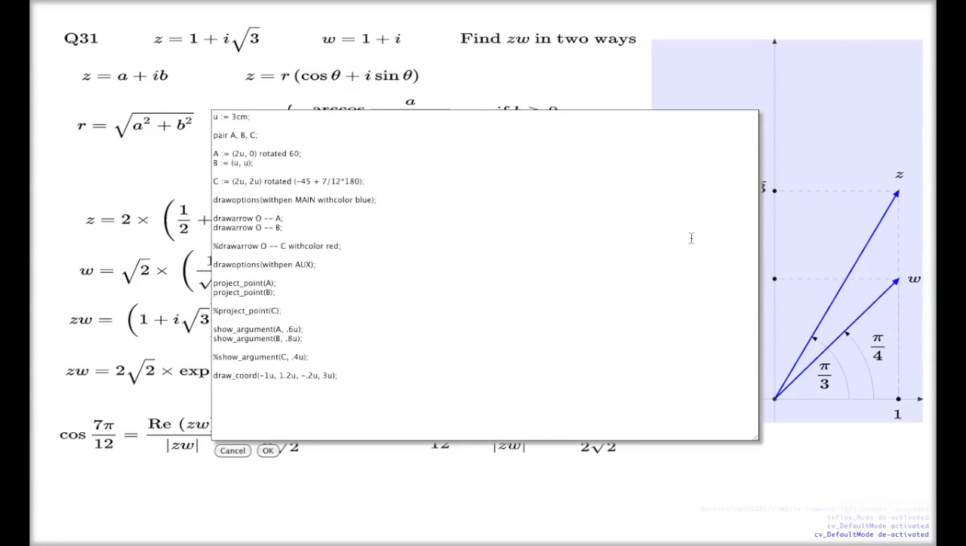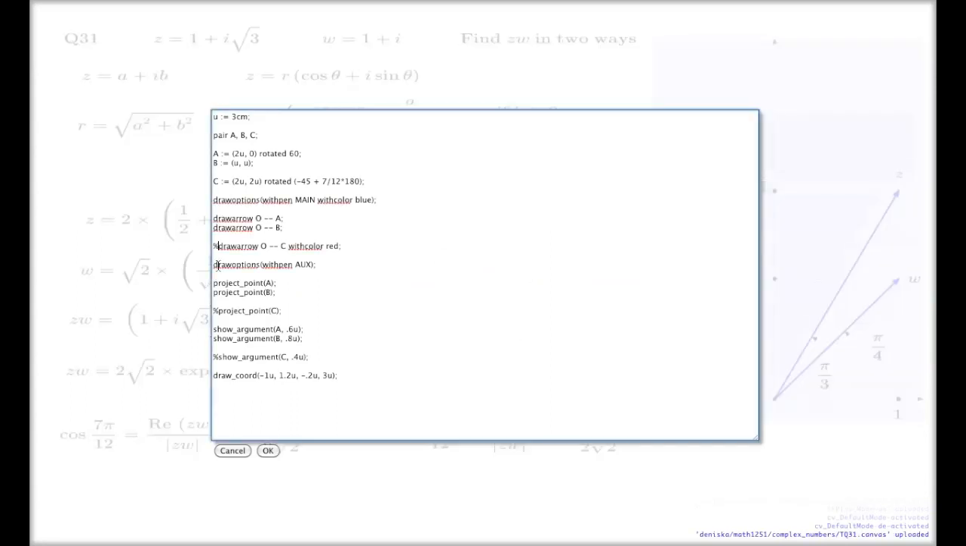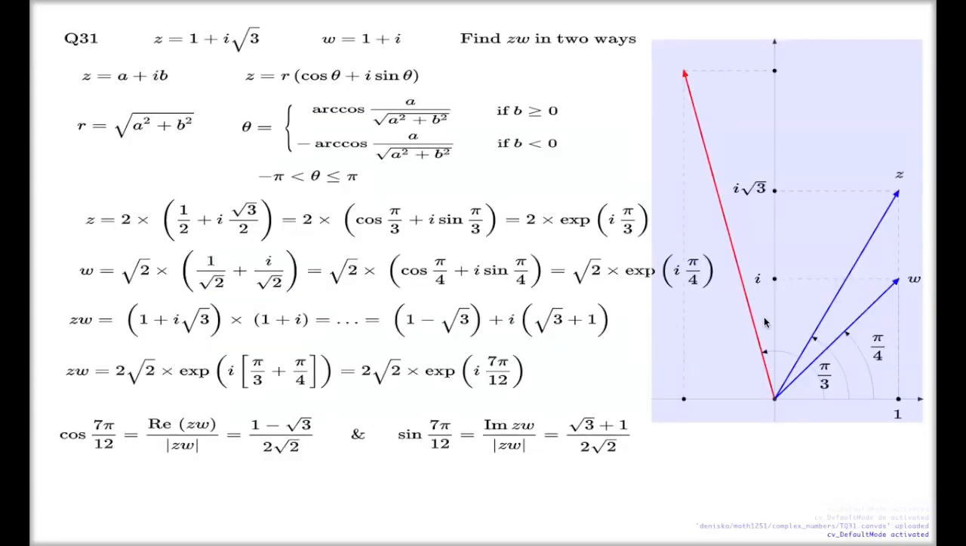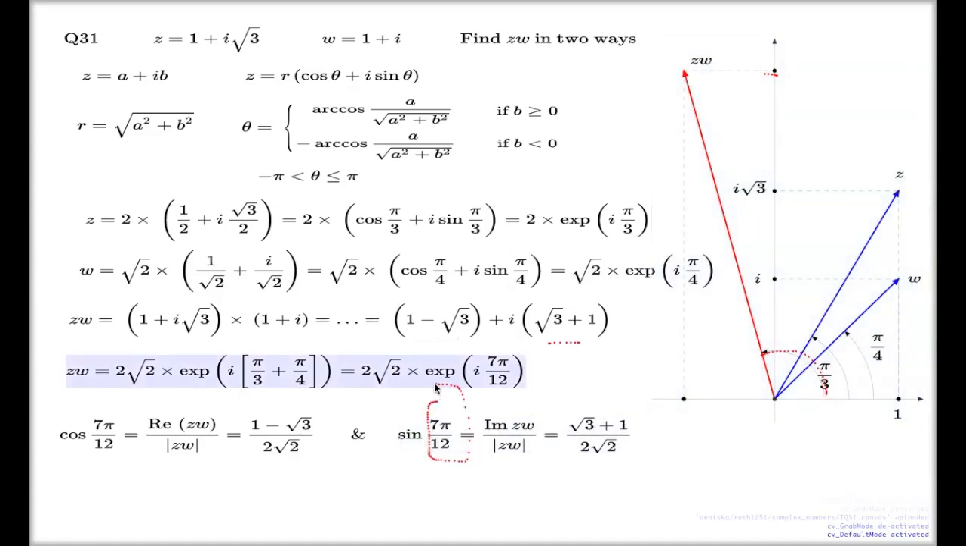Geometrically, I think I have it on my picture here. The product vector is the red vector, which represents exactly the product, ZW. For this ZW, we know now everything. We know the imaginary part, sorry, the real part. Here it is. We know the imaginary part. Here it is. We know the angle, 7 pi on 12, and we know everything basically.